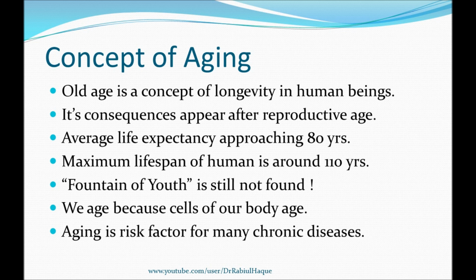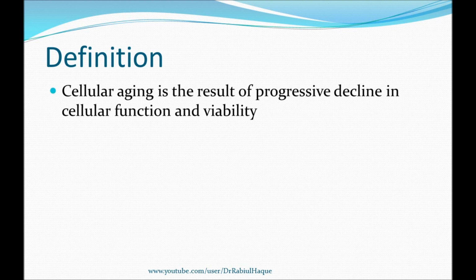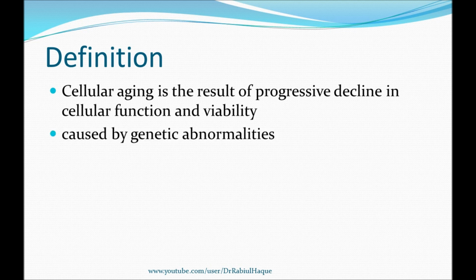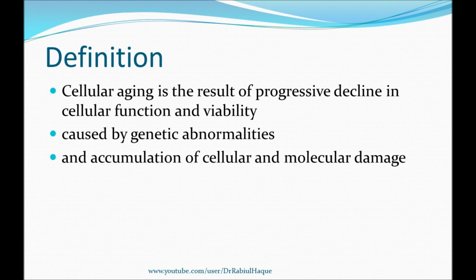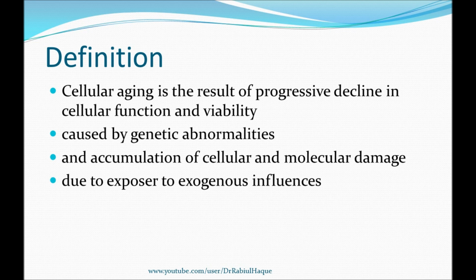So how can we define cellular aging? Cellular aging can be defined as the result of progressive decline in cellular function and viability caused by genetic abnormalities and accumulation of cellular and molecular damage due to effects of exposure to exogenous influences.